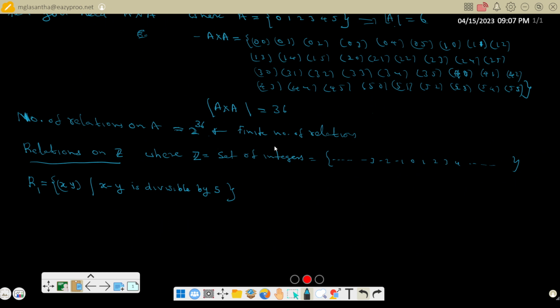If you have an infinite set, now the set of integers is an infinite set. How many relations can you write on this infinite set? Can you tell me one relation? Is R1 a finite relation or an infinite relation?